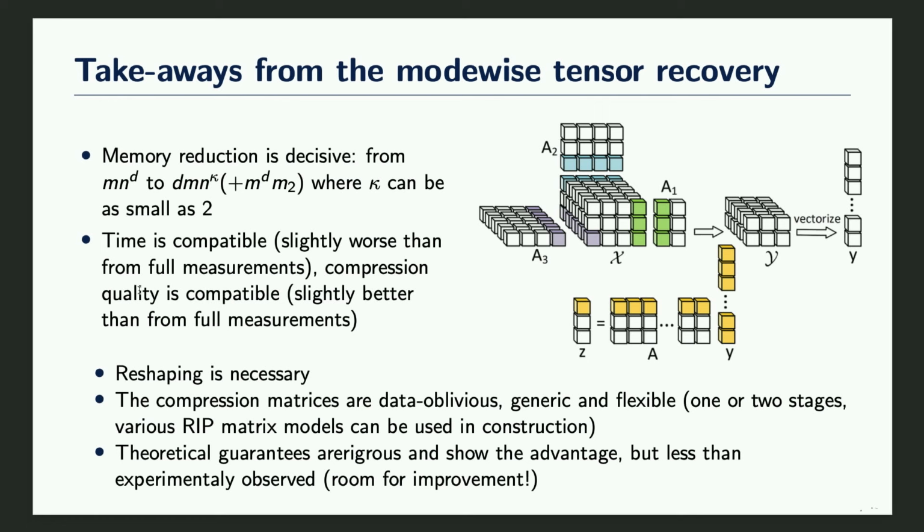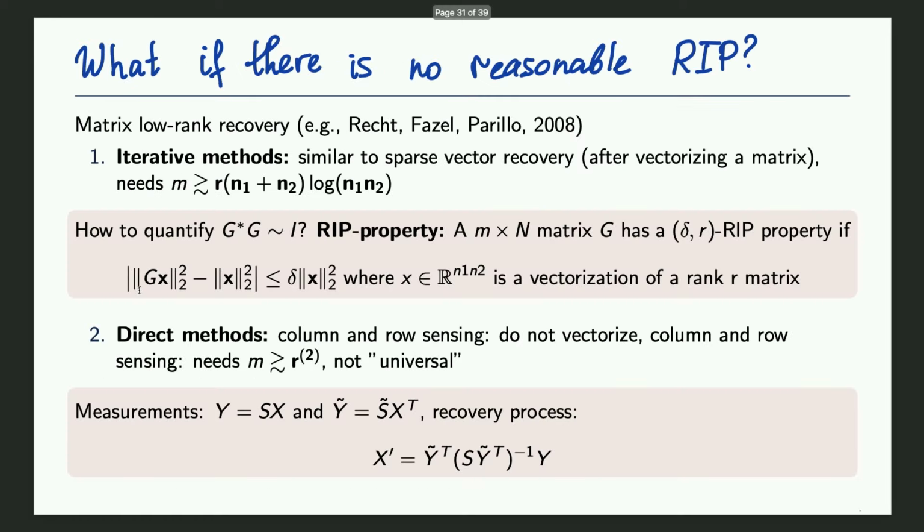So what you can do, you can reshape it to a vector and hit it with an IID matrix. This was known before, and this is not memory efficient. And then the recovery doesn't have to go through this restricted isometry property and go through iterative methods. There are at least two approaches for recovery. This one is, okay, I'm going back to the matrix case. What if the maps don't have a reasonable restricted isometry property?